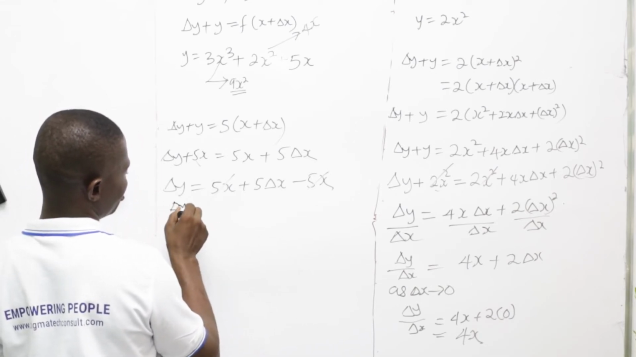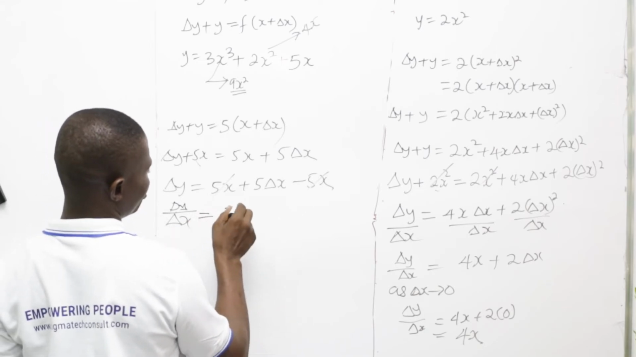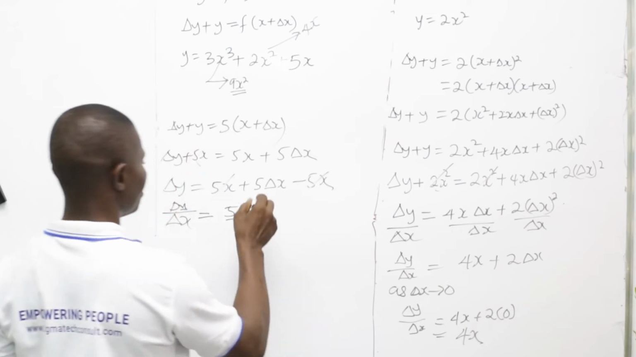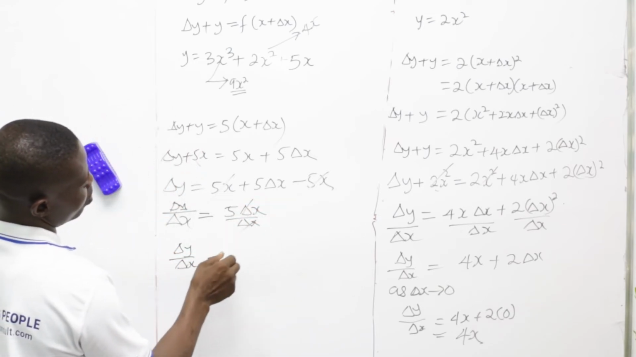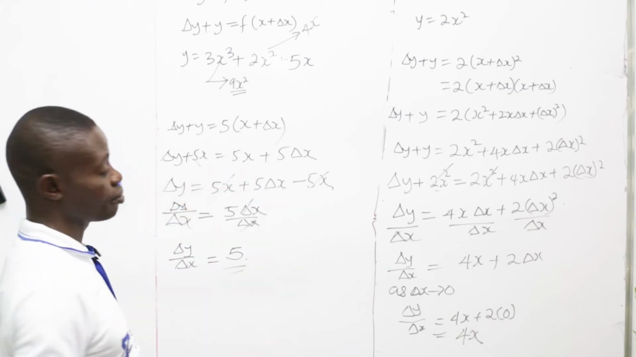dy/ds equals 5 ds/ds. So this will cancel this. dy/ds equals 5. Now you fix your answer.